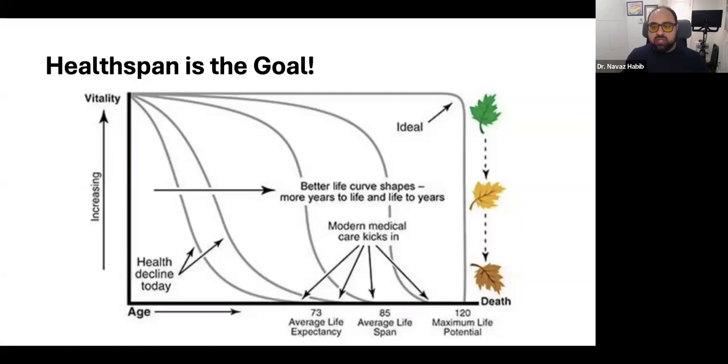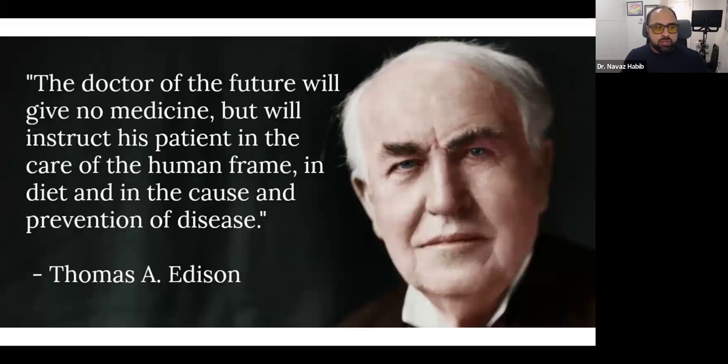And there's a really important quote that I think helps to explain how we get this done. It is by Thomas Edison: the doctor of the future will give no medicine, but he will instruct his patient in the care of the human frame, in diet, and in the cause and prevention of disease. I really emphasize this, the cause and prevention of disease, because I think this is where the vagus nerve can be utilized in its best forms.